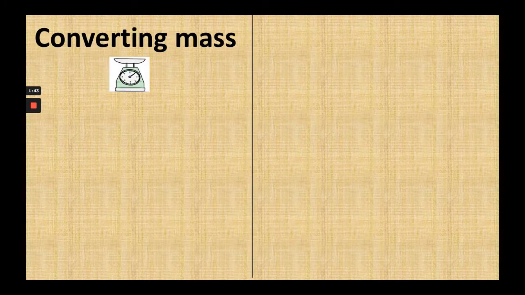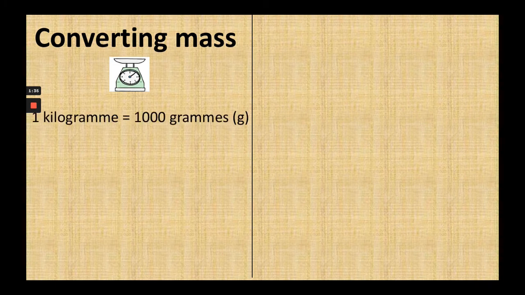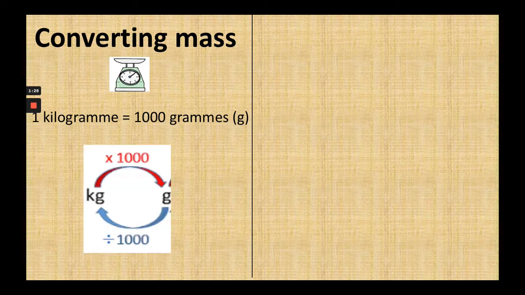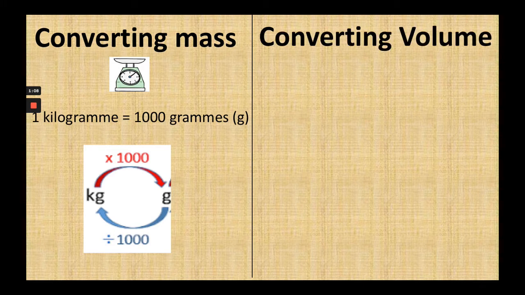Okay. What about converting mass? Do you remember weighing fruit with Mrs. B before Christmas? So if you remember, 1 kilogram is equal to 1,000 grams. So if we're converting from kilograms to grams, we need to times by 1,000. And if we're converting from grams to kilograms, we need to divide by 1,000.